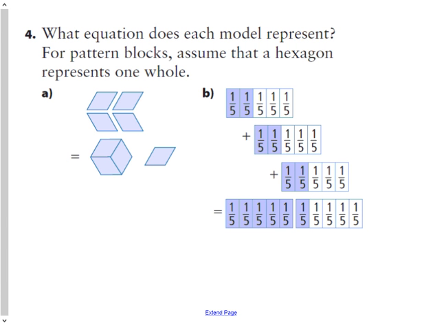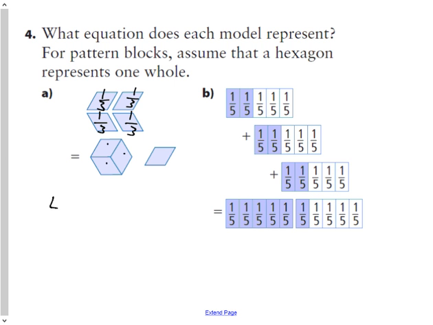Our second question, our question 4, because we skipped 2 and 3, says what equation does each of these models represent? For pattern blocks, assume a hexagon represents one whole. So this shape right here is a hexagon, and that represents 1. So each of these 3 shapes that make up the whole are going to represent what fraction? Anybody? Each of these is going to be a third.